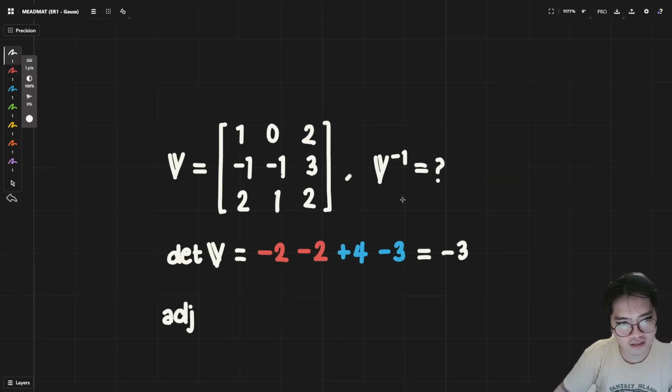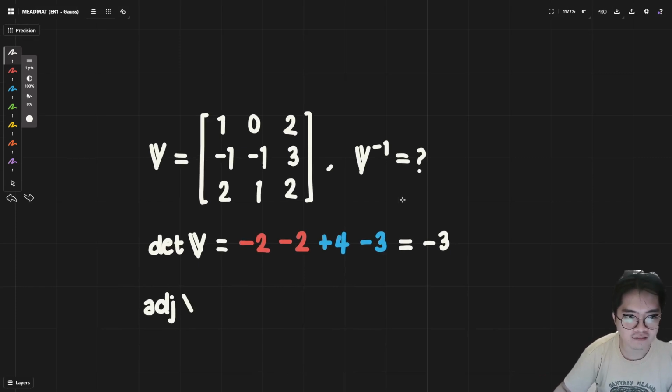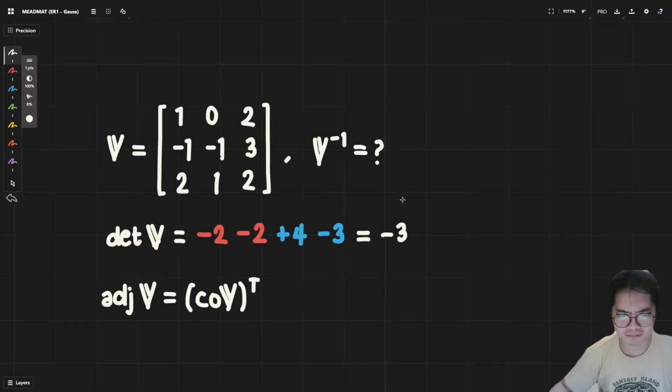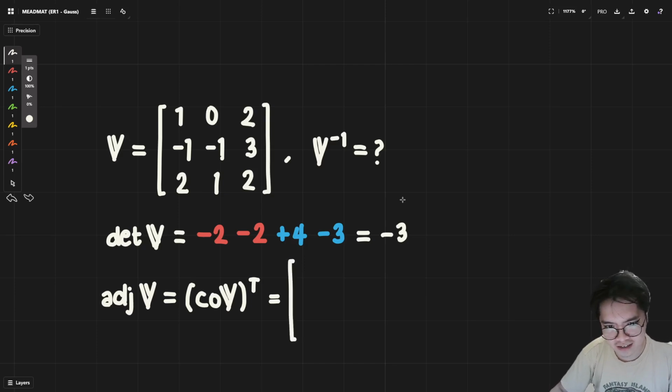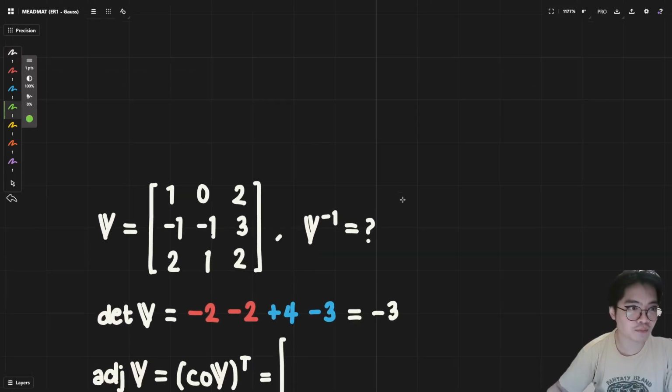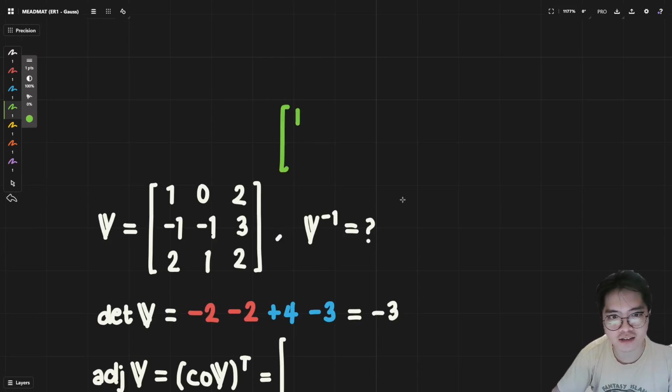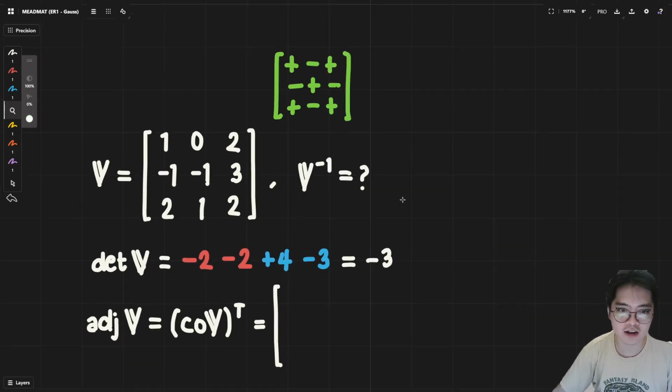So this one is now going to be a bit more difficult because we have yet to see the cofactor matrix of V. And then, of course, we're going to have to transpose, but if we're thinking of the transposition, that's going to be easy. And for the people who want the sign chart, it's plus, minus, plus, negative, positive, negative, and so on and so forth. Okay, that is our sign chart.